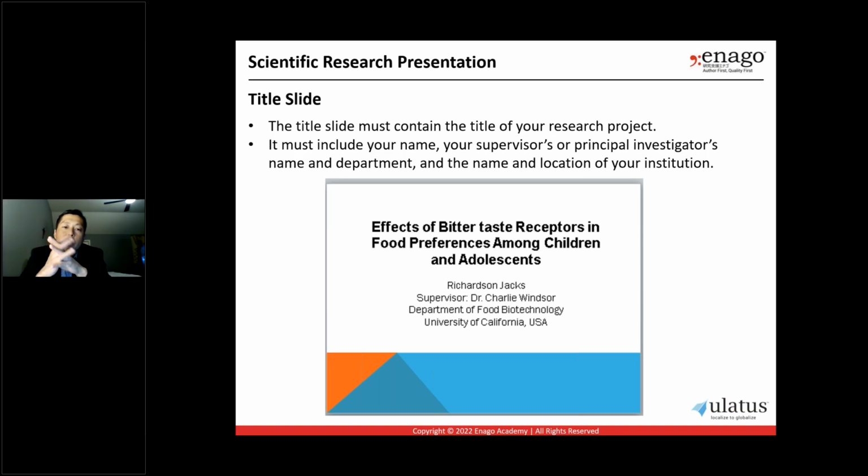So the title is pretty simple, right? It has to contain the title of your project or research, and then your name, your supervisors or PIs, name of department, and location of institution.